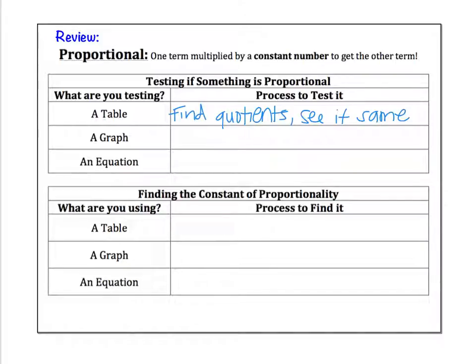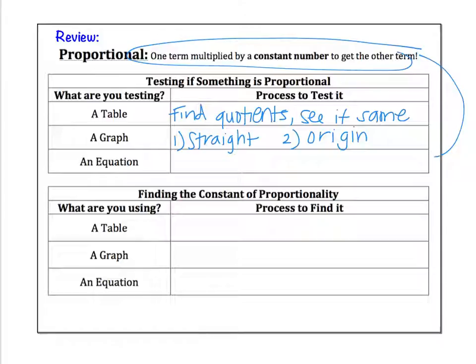Next is testing a graph. Remember, for this one, it has to have two things in order to be a proportional relationship. The first is it has to be a straight line. So it can't be bent, it can't have any breaks in it, has to be straight. And then the second one is it has to hit the origin. So if you're given a graph, just check if it has those two characteristics, and if it does, you're good to go.